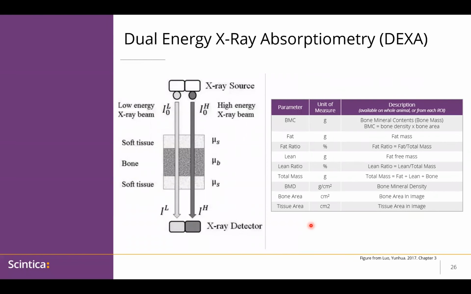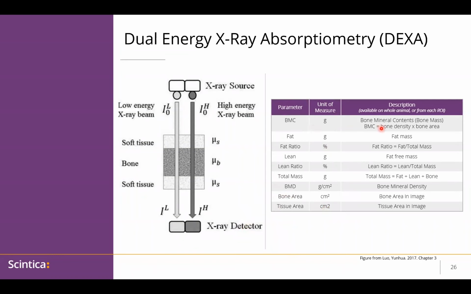Moving on to DEXA, or dual energy X-ray absorptiometry. DEXA works by sending two X-ray beams, one of a low energy and one of a higher energy. Basically these travel through the tissue and we get the X-ray attenuated image. The system then uses an algorithm to differentiate the signal for each pixel. Did it come from bone or did it come from soft tissue? And if it came from soft tissue, we then use the same algorithm to differentiate if it came from fat or lean mass. So the system is able to very quickly, in about 25 seconds for the Insight system that we sell here at Scintica, acquire the images and generate the data that you see here.